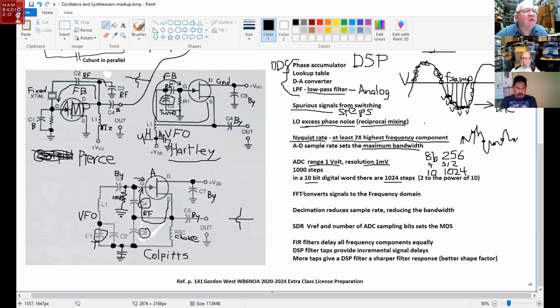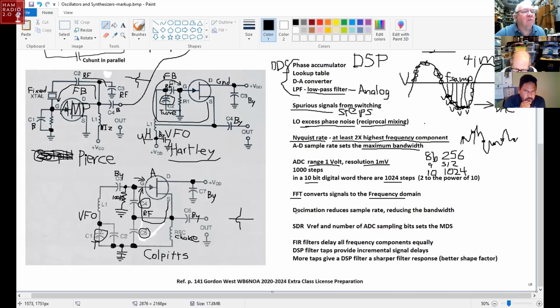The FFT is called a fast Fourier transform, and it converts signals from the time domain. Seeing a sine wave on an oscilloscope is the time domain, and you can convert time domain signals to frequency domain signals using a fast Fourier transform, which is abbreviated FFT. FFT gets you to the frequency domain. And it's very easy in DSPs to do operations in the frequency domain. That's what DSP code is all about. That's its strength.